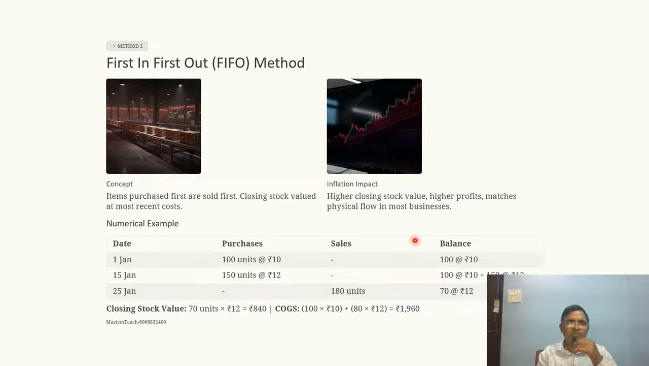For example, on 1st January 100 units were purchased at 10 rupees, and on 15th January 150 units were purchased at 12. So in total we purchased 100 plus 150, that is 250 units, of which we sold 180 units at 12 cost. So closing stock is 70 units into 12, so 840. This is the first in, first out method.